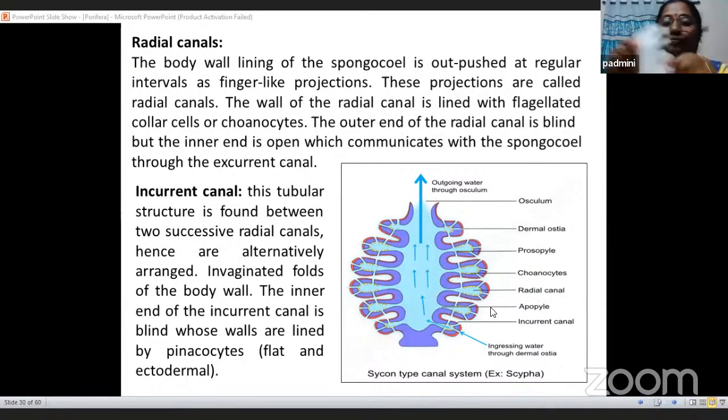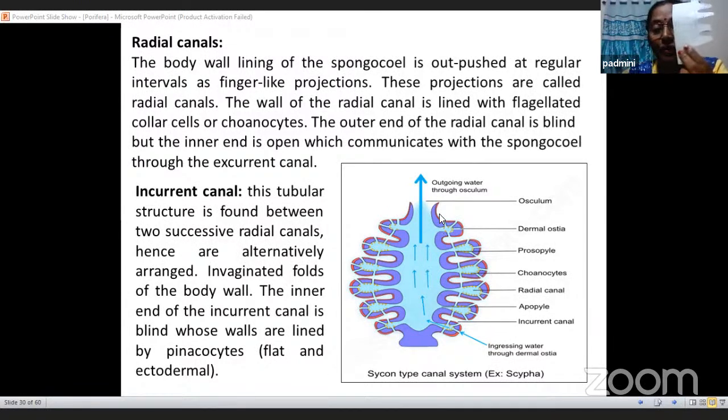In this radial canal, you have small pores which lead the water inside. The water comes from the incurrent canal, goes through the pores inside, into the radial canal, and then moves into the spongocele. Whatever food is brought in is taken up by this, and whatever leftover excretory part is there is thrown out through the osculum. Understood this point now? Is this picture clear? So this is how the structure of a sycon looks. These are the folds that they have.